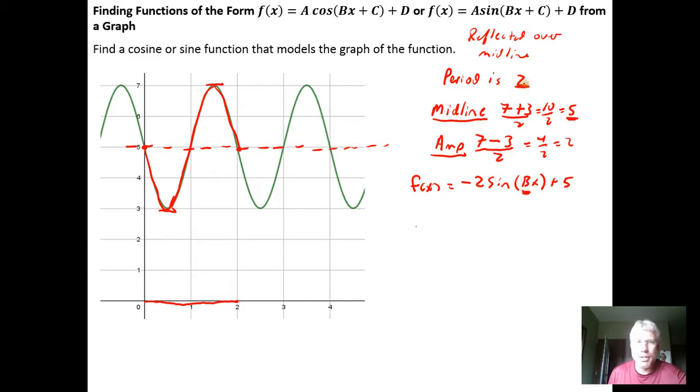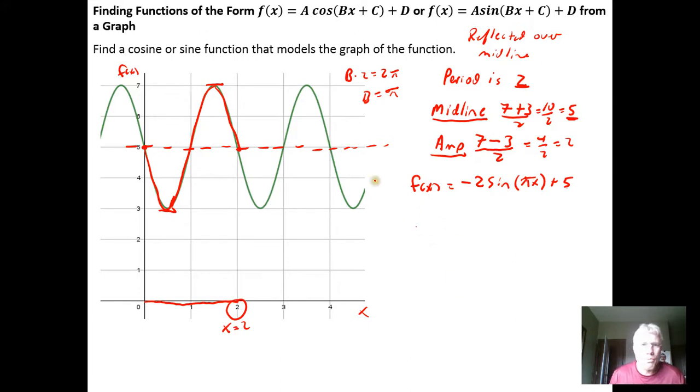But remember the period, if this is the function outputs and this is the x-axis, this period is 2. This is x equals 2. That says plug 2 in for x and see when you get to 2 pi. So bx equals 2 pi, but the period number is 2. Right here, this is x equals 2, so we replace x with 2 and solve for b. Divide both sides by 2, we get b equals pi, and I can replace the b with a pi, and I have an equation that would model that function.